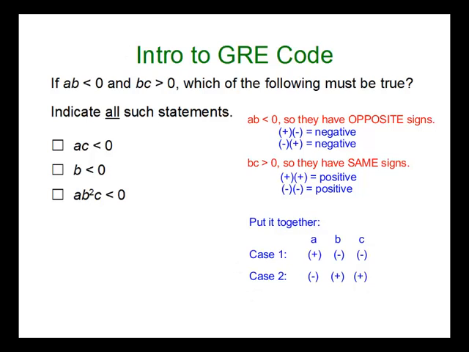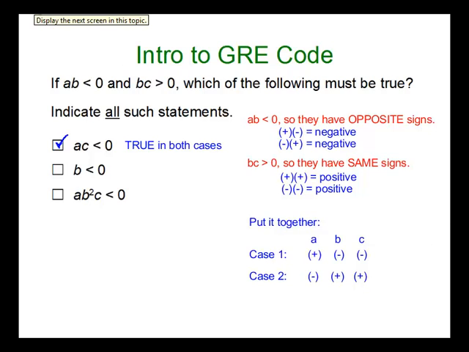And from there on out, it's a matter of testing both those cases. So is AC less than 0? Yeah, you'll notice in both cases, A and C have opposite signs. So this is that same rule, right? If they have opposite signs, the product is negative. Okay, so that's true in both cases.